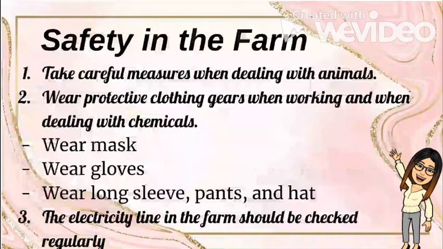First, we need safety in the farm. These are the safety precautions for us to be safe. First, take careful measures when dealing with animals. How are you going to do that? No matter how tame your farm animals are, there is always a possibility that they can harm you. Even if you are close with your farm animals, there are possibilities that they can harm you, especially if they're stressed.